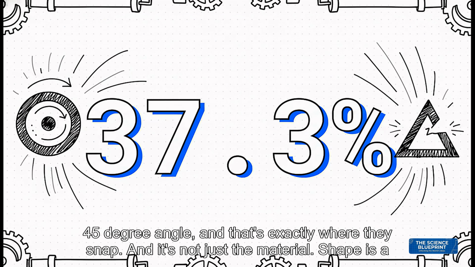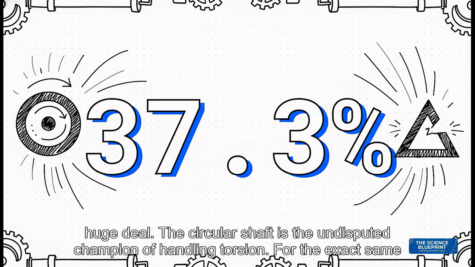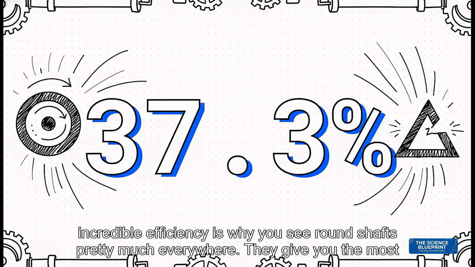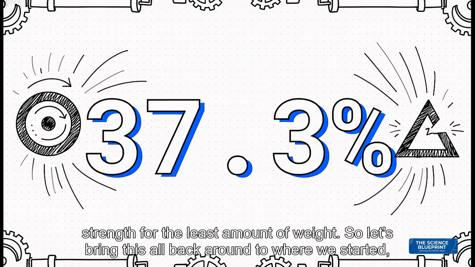And it's not just the material. Shape is a huge deal. The circular shaft is the undisputed champion of handling torsion. For the exact same amount of material, it can withstand over 37% more torque than a triangular one. And that incredible efficiency is why you see round shafts pretty much everywhere. They give you the most strength for the least amount of weight.